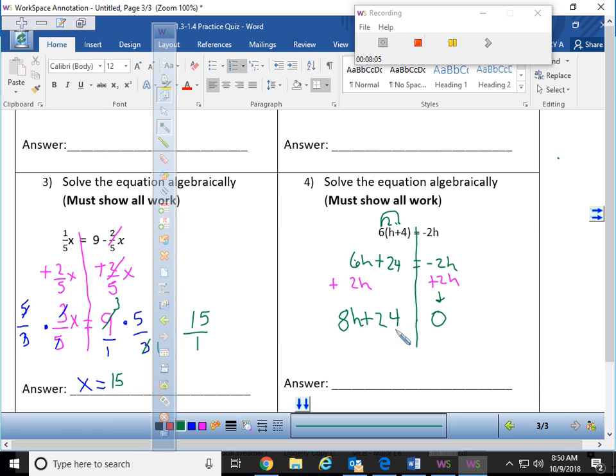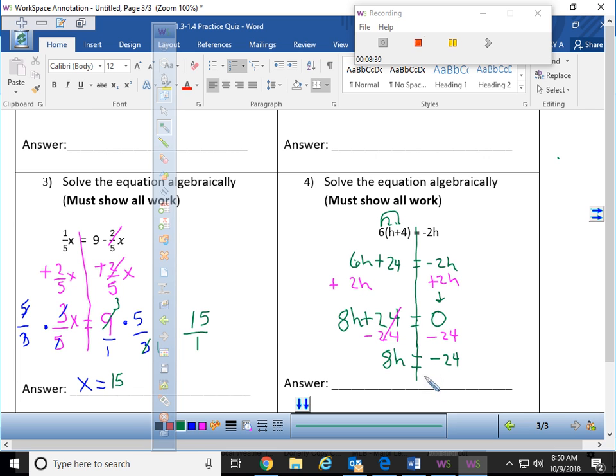Let's solve for h. What's the first thing we're going to do? We're going to subtract 24 from both sides. When I do that, 24 minus 24 is 0, and all I'm left with on this side is an 8h. On the other side, I have 0, and I take away 24. If I have $0 and I owe my brother 24, I'm going to have negative $24.